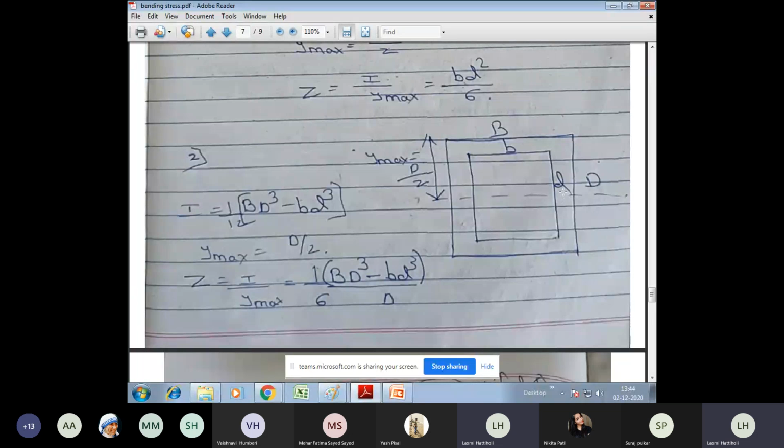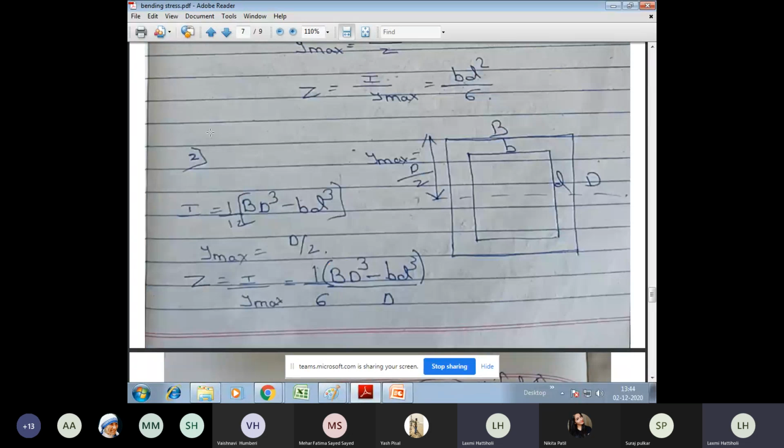Now in this case, what will be Y max? Whenever you get a hollow section, Y max remains the same. It is capital D by 2, not small d by 2. Okay, please remember this. So Y max is capital D by 2.